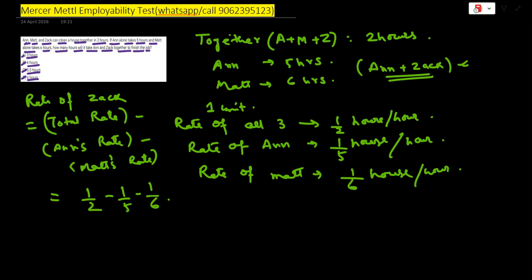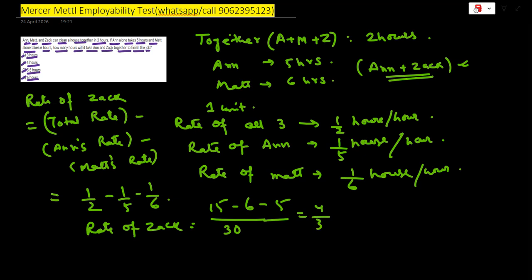Now the common denominator for 2, 5 and 6 is 30. So the rate of Zach will be (15 minus 6 minus 5) over 30. This is basically 4/30, so this is 2/15 house per hour.